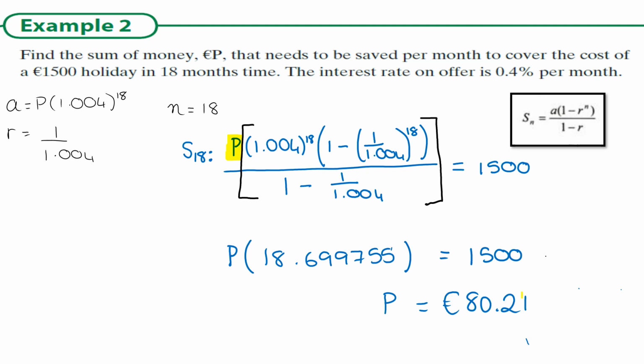So we had said 1500 divided by 18 months, you'd need to save about €83.30. So we're actually saving over €3 less than what we would if there were no interest. So this is a perk of saving in a bank rather than putting it in your piggy bank at home, because you will get that little bit and every little bit helps.